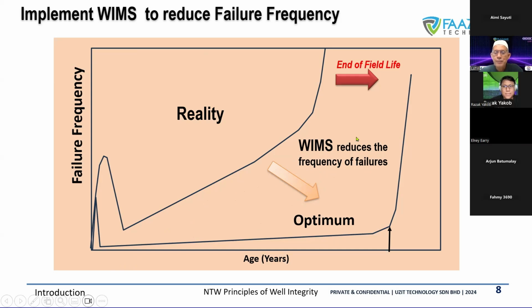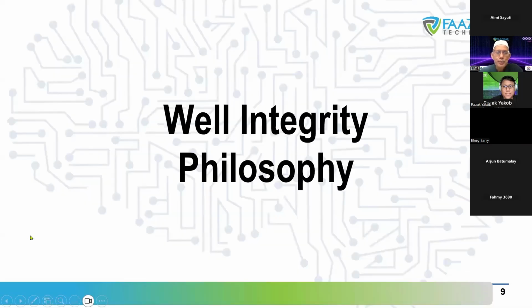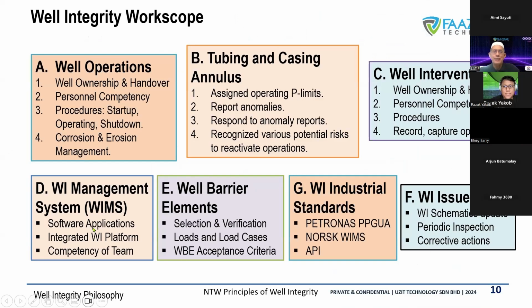So you can see in this graph is showing the importance of having a good database, good monitoring system, good surveilling system, to be able to reduce the frequency of failure. Okay. And then of course, now we go to the philosophy of well integrity. Once we understand the concept, the high level, then we go to the well integrity.